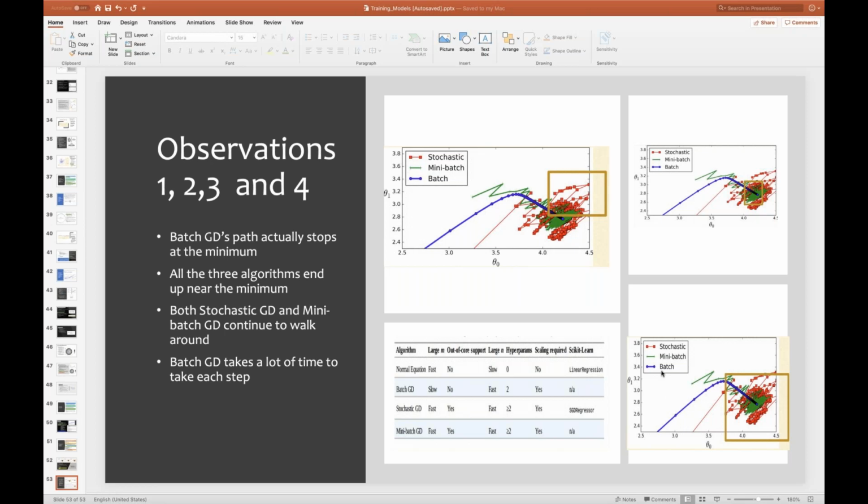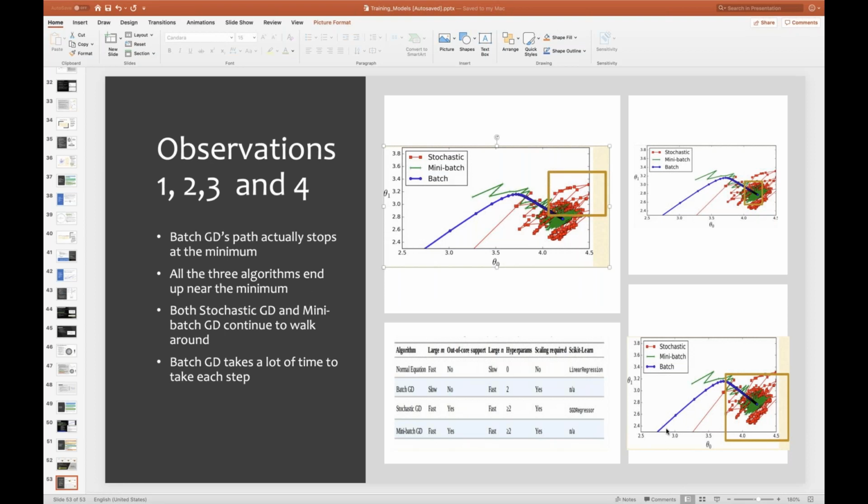Okay, let me take a pen here again to help you. Black. Which is batch gradient descent? This one, right? What happened? This actually stopped at this point. It didn't even care to move further. That's the importance of batch gradient descent. All the three algorithms end up near the minimum. Okay, this one is here, this one is here, and the green is here. Okay, let me erase all the drawings.